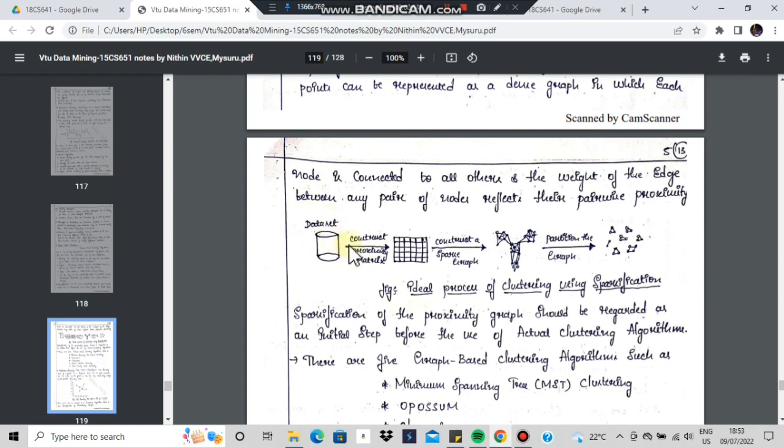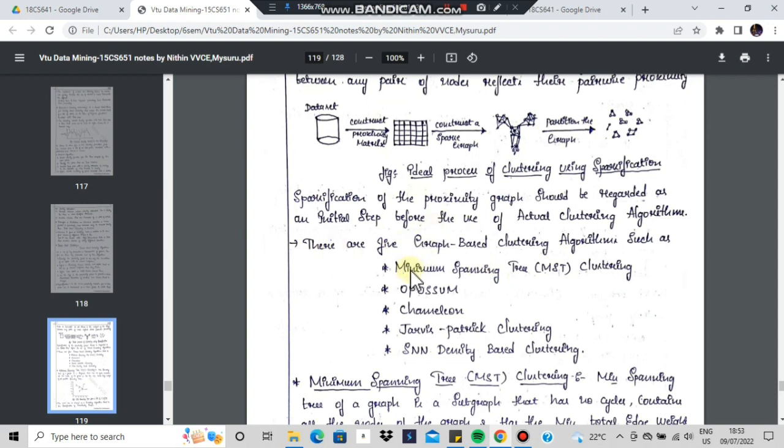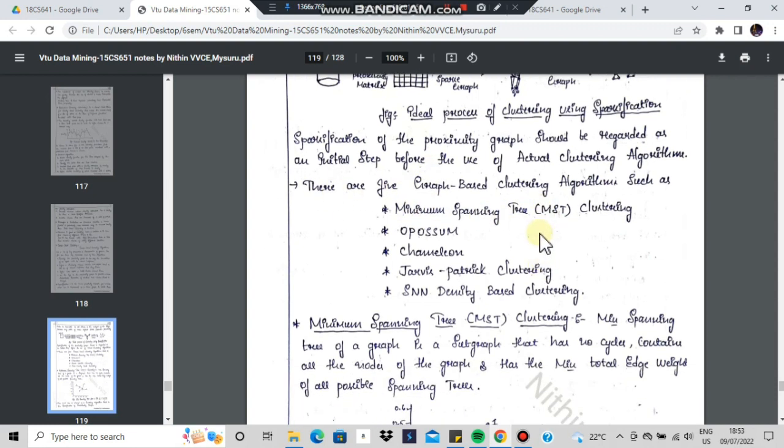The data set is here. We'll be forming a proximity matrix, then representing this matrix in the form of a graph, and then dividing it into different clusters. So these are the different techniques. MST, minimum spanning tree, means if you have a tree, in which way we travel the tree to get minimum cost, that is the minimum spanning tree. Then OPOSSUM, Chameleon, Jarvis-Patrick clustering, and SNN density based clustering.